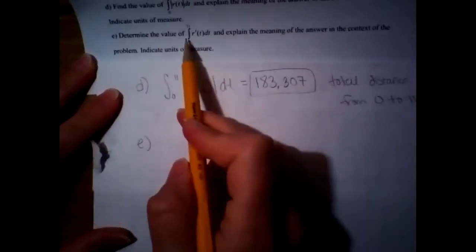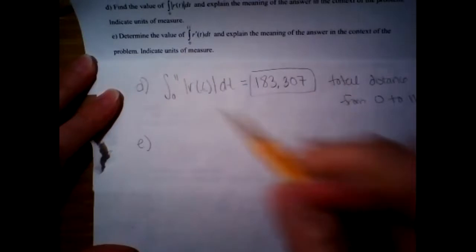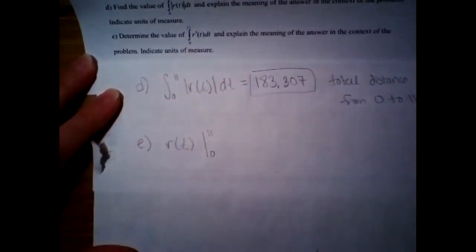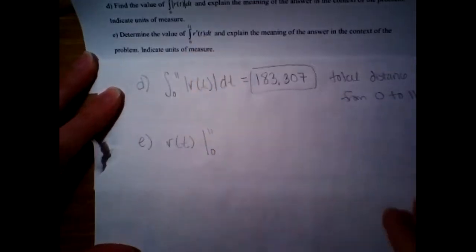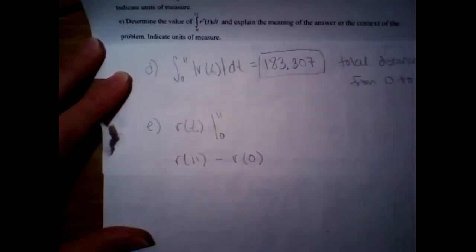All right, and then last one. Determine the value of, and then it's an integral of a derivative. Integral and derivative undo each other. You would just be back to r of t such that 0 to 11. Again, the integral and the derivative cancel out, just be r of t, 0 to 11, upper boundary minus lower boundary.